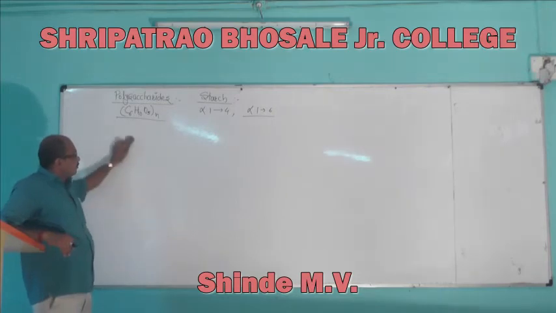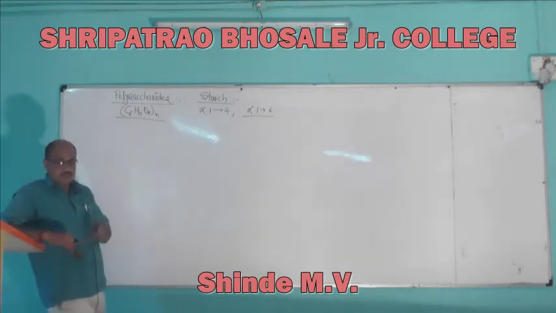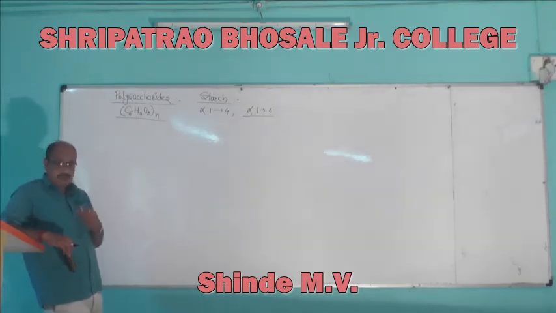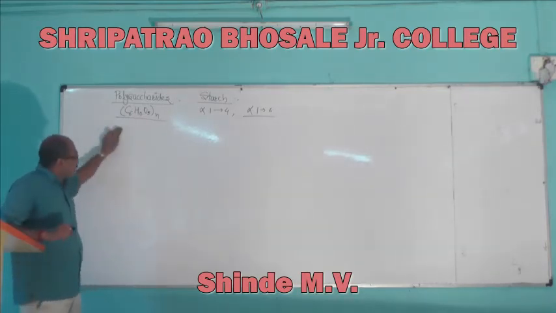In starch we have two types of linkages. The first is alpha 1 to 4, which is present in amylose, and alpha 1 to 4 and alpha 1 to 6 in amylopectin. Firstly, the amylose structure.